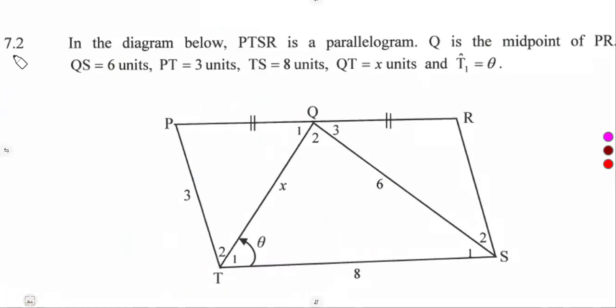Another question, we are given 7.2 in the diagram below. PTSR is a parallelogram. The moment you are given this, you know the properties of that shape. It is different from the previous question where we do not even know the shape that we are given. There we are given exactly, it is a parallelogram, where we do understand that opposite sides are parallel and equal in length.